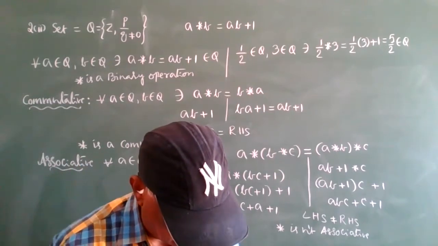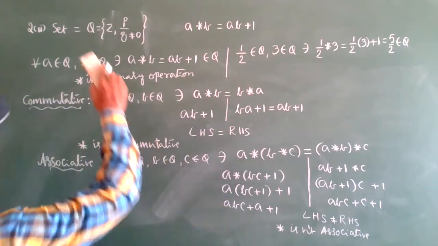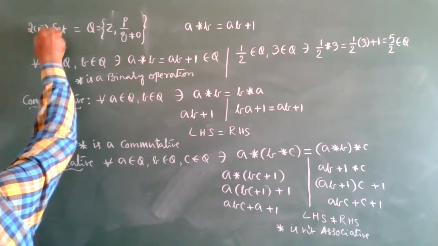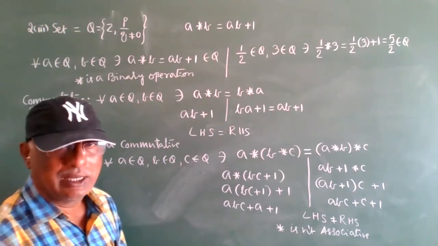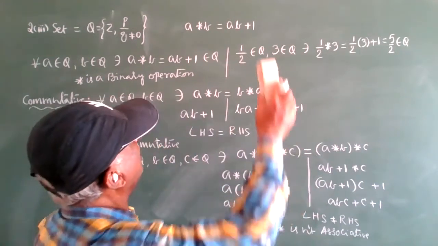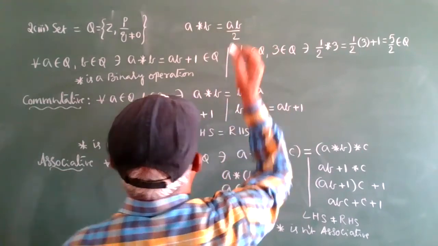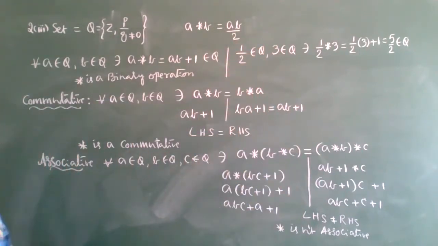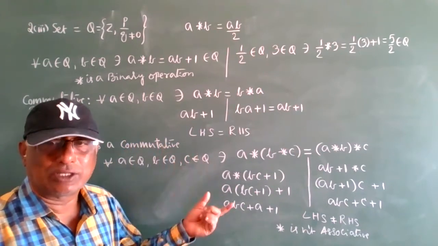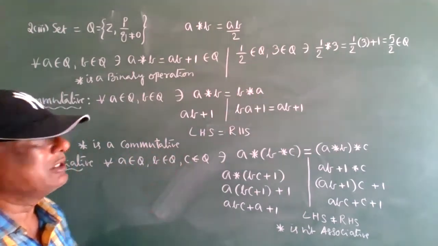Second problem, third bit. Q is the set of rational numbers. A star B is equal to product by 2, that is, AB by 2. Now see everyone, we have to check binary operation, commutative and associative.